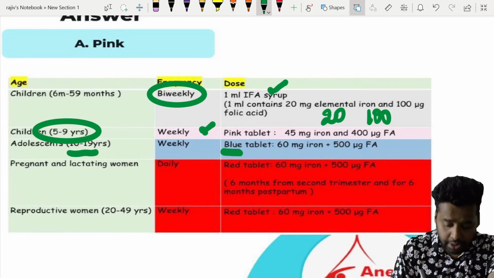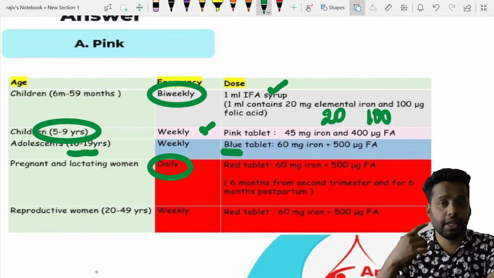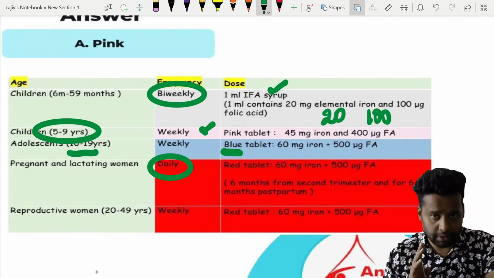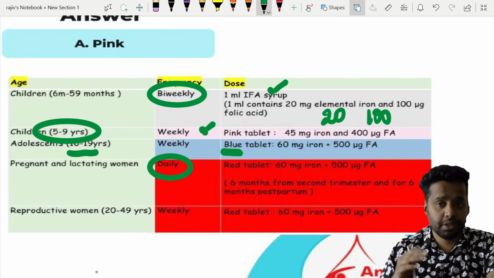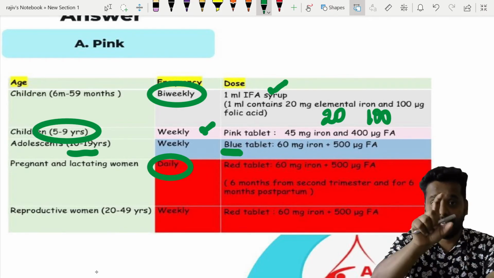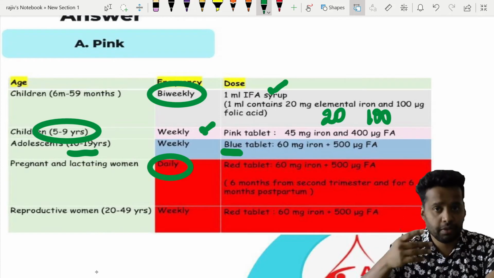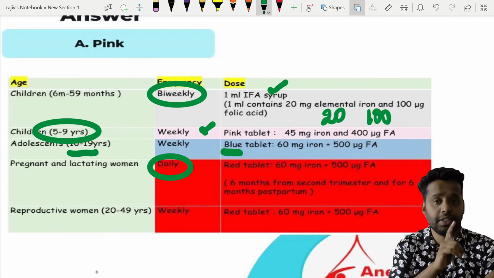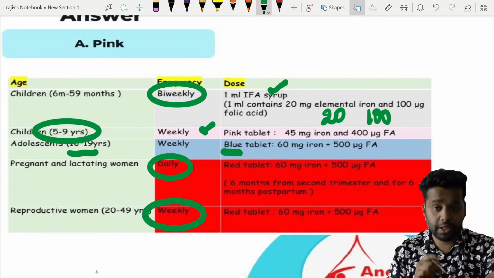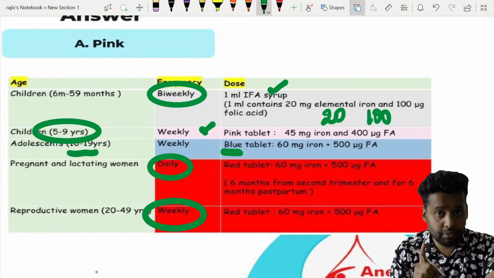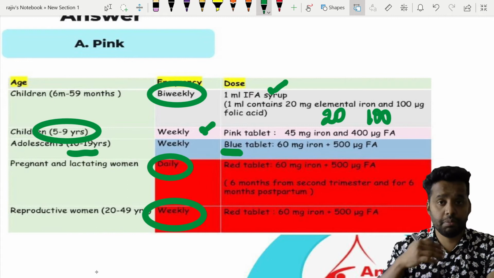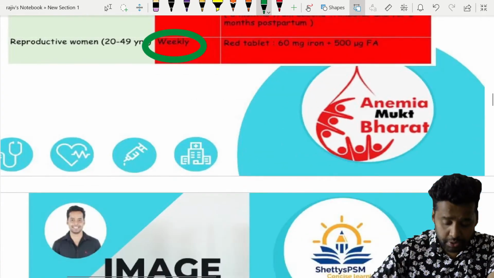In pregnancy, red color tablet daily from second trimester. Red color tablet dose is also the same, 60 and 500. During pregnancy 6 months, after pregnancy 6 months. Total supplementation is 6 plus 6. Reproductive women, iron folic acid, I am telling, not folic acid alone, iron folic acid weekly once, red color tablet. So red is used in pregnancy and reproductive women, blue is used in adolescents.